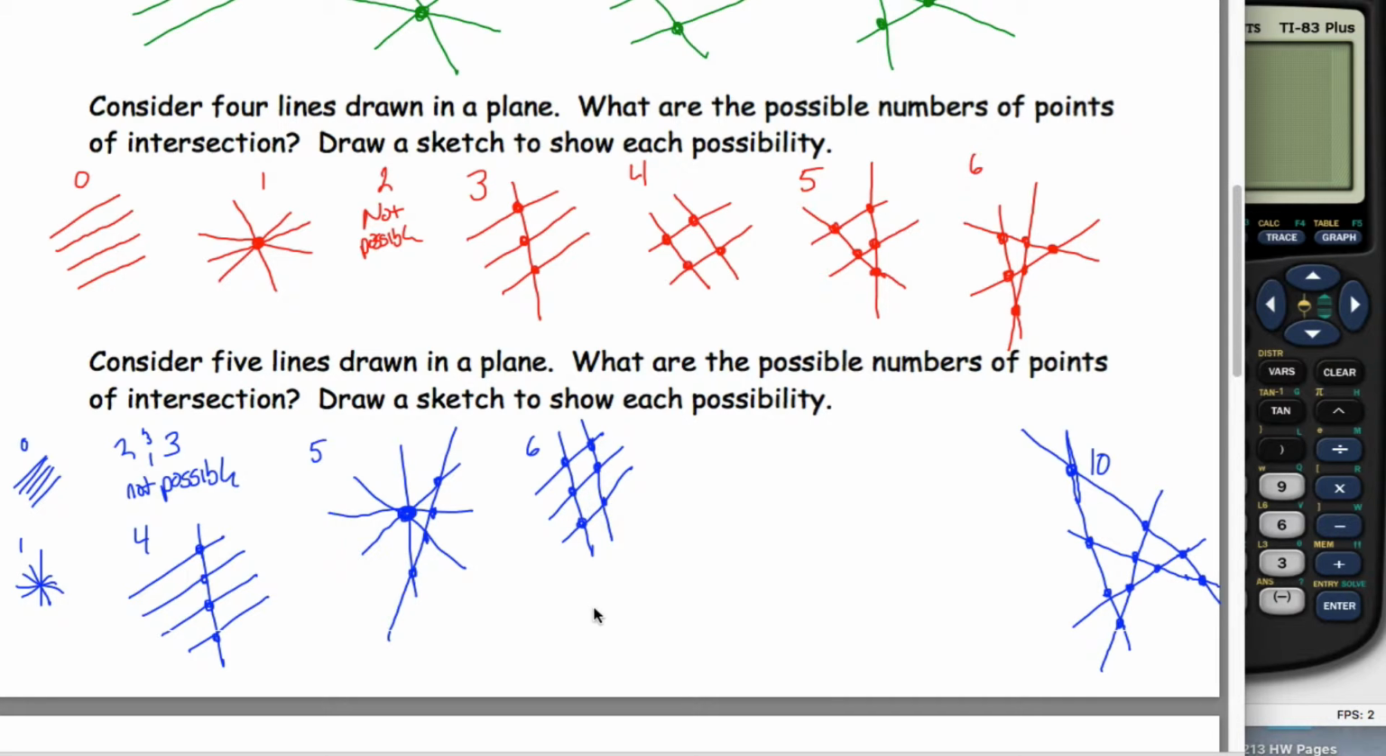That gives me 6 points of intersection. All right, what about my 7 case? Maybe that goes down here. Let's see, my 7 case, I'd like to add 4 points of intersection to this guy.